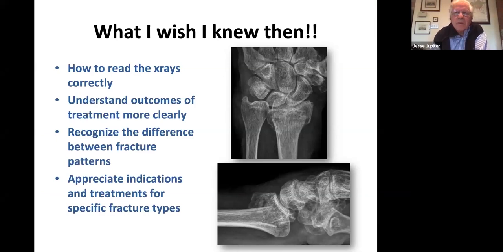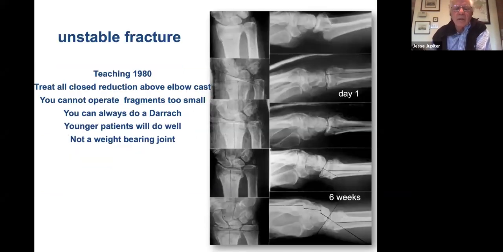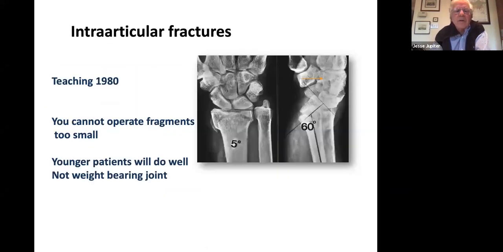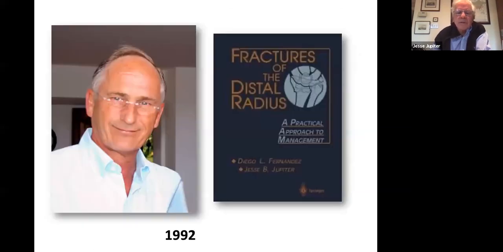Some fractures of the distal radius are so different that the only thing they have in common is that part of it involves the end of the radius. And we'll also touch on some specific fracture patterns. Interestingly enough, the treatment at that time was just do a closed reduction and follow the patient along. And that younger patients with intra-articular fractures would probably do well because it's not a weight-bearing joint. I think it's clear that times have changed.